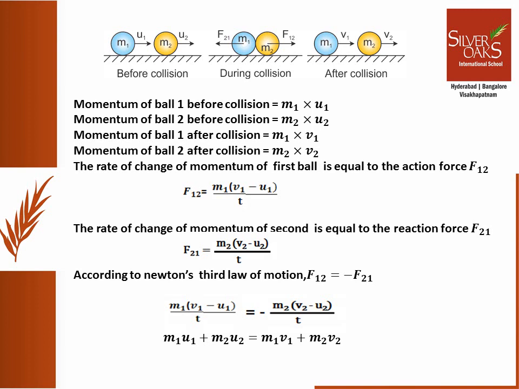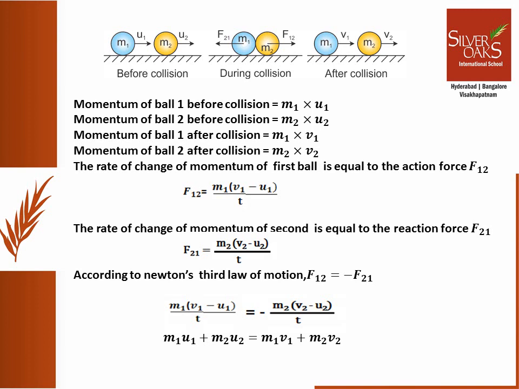During collision, the first ball exerts an action force F12 on the second ball and the second ball exerts a reaction force F21 back on the first ball. Let v1 and v2 be the velocities of the first ball and the second ball after the collision. Now momentum of ball 1 before collision will be m1u1. Momentum of ball 2 before collision will be m2u2. Momentum of ball 1 after collision will be m1v1. Momentum of ball 2 after collision will be m2v2.